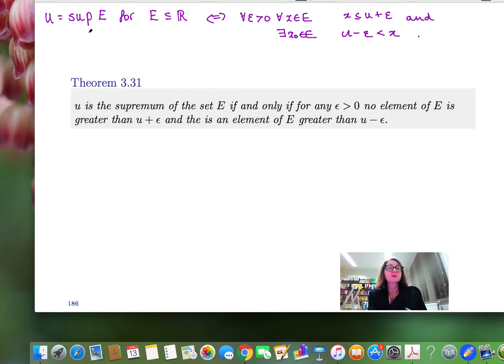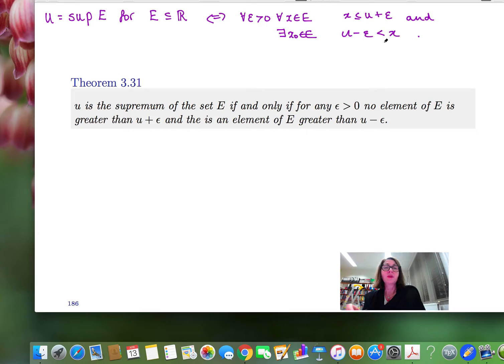So U equals sup E for some E subset of R if and only if for all epsilon greater than 0 and for all x in E, x is less than or equal to U plus epsilon, and there exists an x naught in E where U minus epsilon is less than x naught.